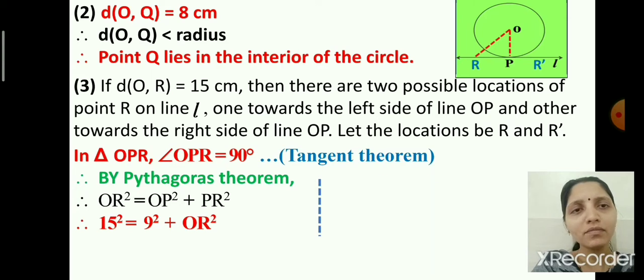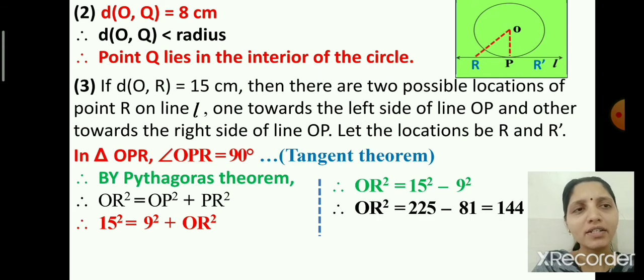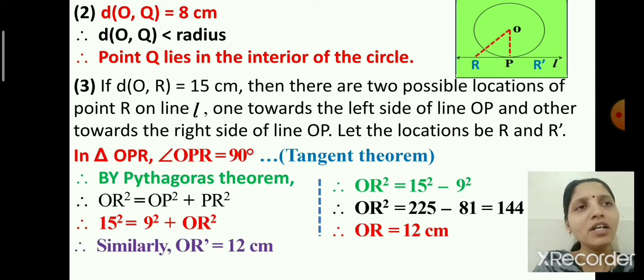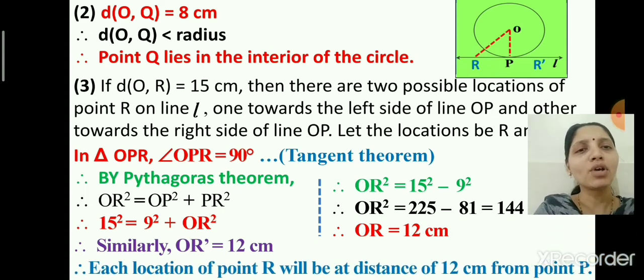Therefore, PR square is equal to 15 square minus 9 square, that is equal to 225 minus 81, that is equal to 144. So if you find the square root on both sides, you will get PR is equal to 12 centimeter. Similarly you can find the distance PR dash, that will also come as 12 centimeter. Therefore, you can write each location of point R will be at a distance of 12 centimeter from point P.